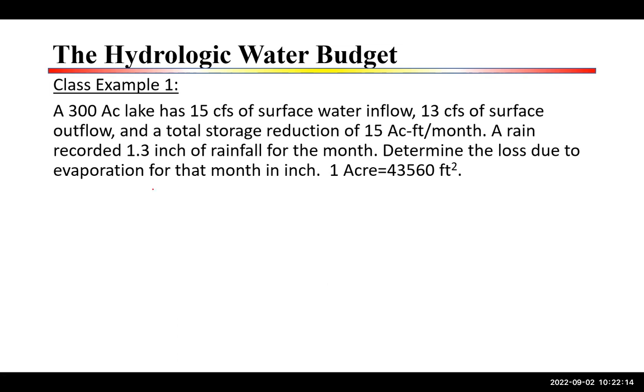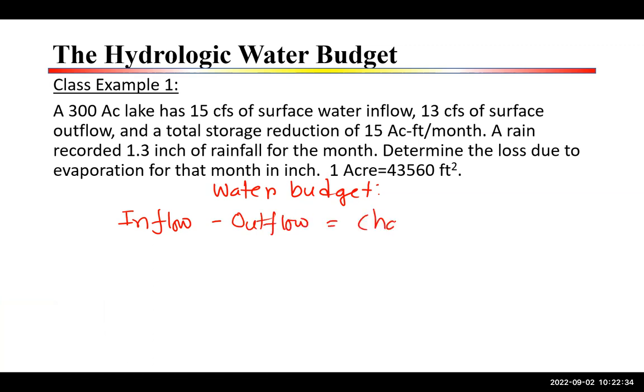The first thing first, the water budget, or hydrologic budget, is inflow minus outflow equals change in storage over time, right? Hey, everyone can read my handwriting, and it's the correct, perfect size and everything? Okay. So change in storage over time.